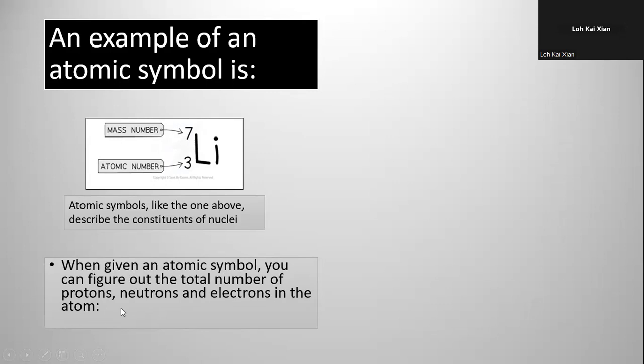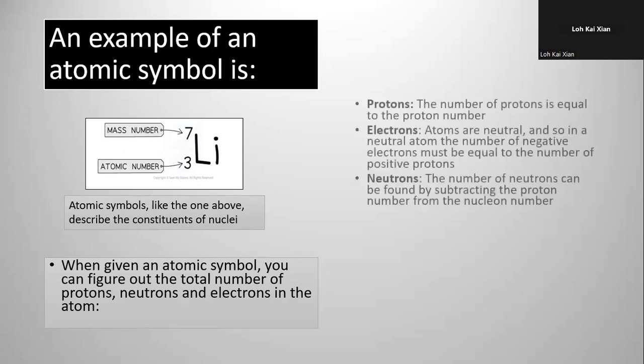So how many proton are there in lithium? 3. How many proton are there in lithium? 3, okay. How about electron? Both of them are the same, so it's also 3. How about number of neutron? 4. 7 minus 3 is 4, correct? Good.